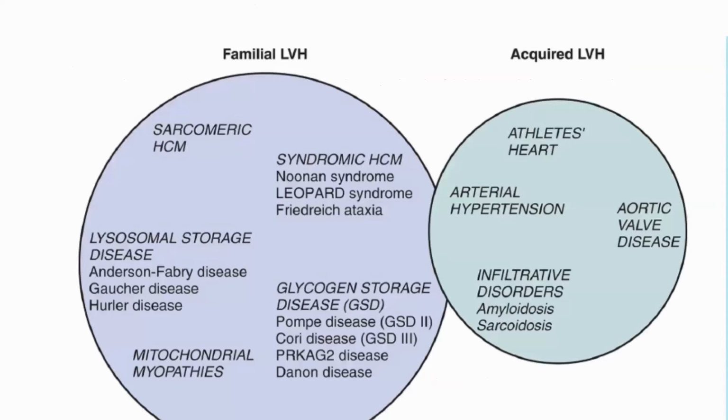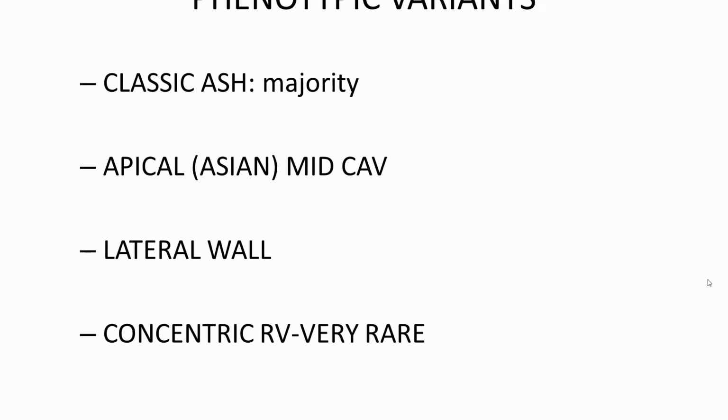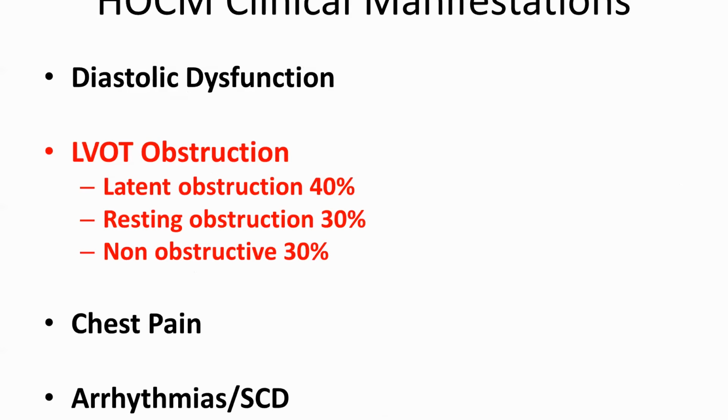And here there's lots of lookalikes. So athlete's heart, hypertension, the classic, relatively not uncommonly seen, amyloidosis, aortic valve disease. You'll see the classic basal septal hypertrophy. Occasionally you'll see the apical version, which tends to be more common in the Asian population. Lateral wall, and very rarely concentric LVH or RV.